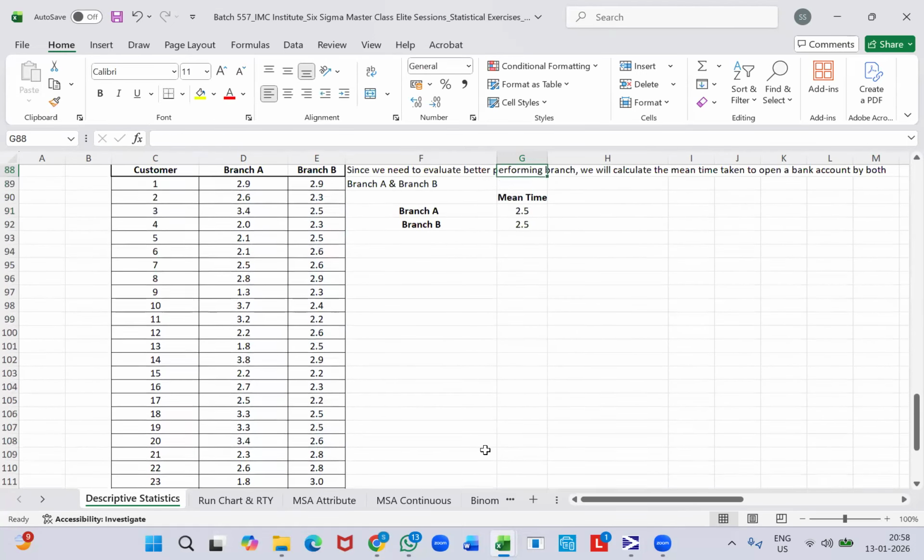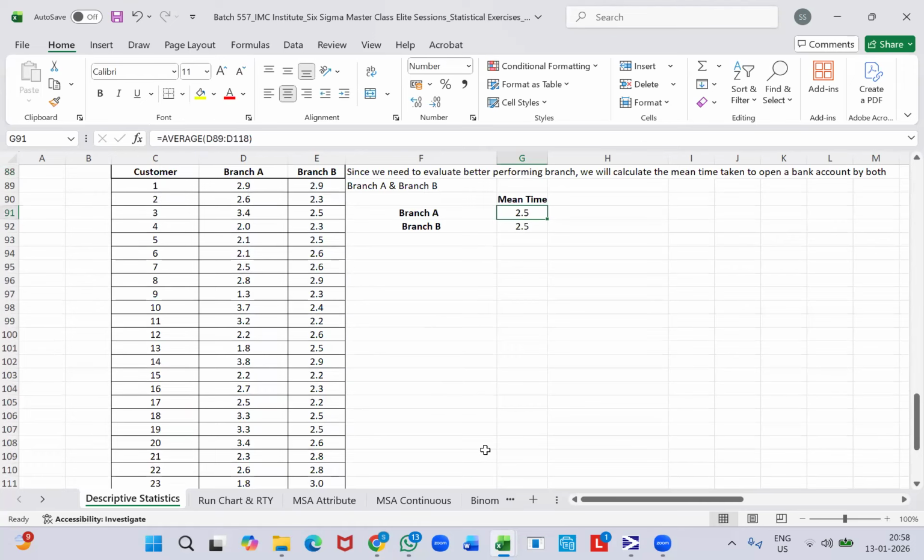Right. So the mean time taken to open a bank account seems to be the same for both the branches. It is 2.5 hours for both branch A and branch B. So we will not be able to take a final decision with regard to a better performing branch by looking at the mean time. So the mean time is pretty much similar for both the branches. So what do I need to do next? Now that the mean time is the same for both the branches, what should be my next step?